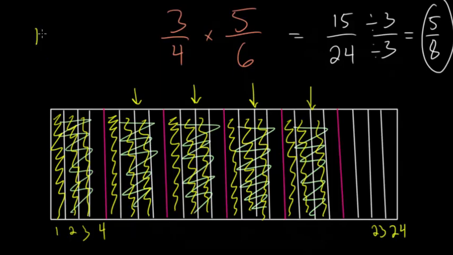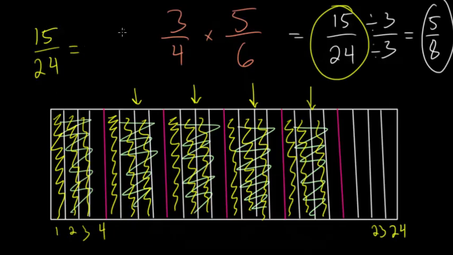In essence, we ended up with 15 of these yellow pieces when our total shape was cut into 24 equally sized boxes. We saw that answer over here, which we could then simplify, dividing the numerator and denominator by 3 to get 5/8. So hopefully this visual method of at least explaining why the answer is what it is makes some sort of sense.